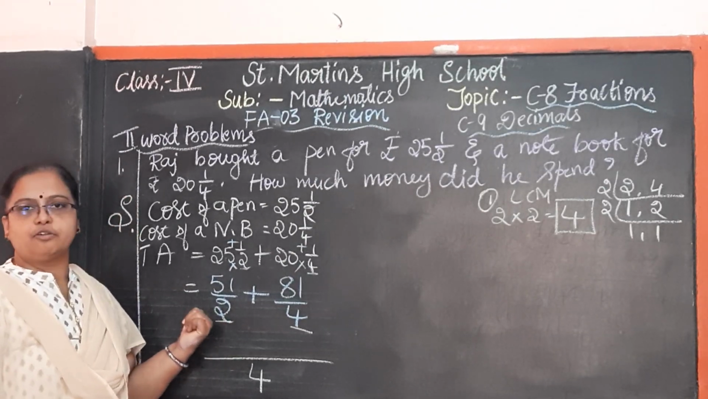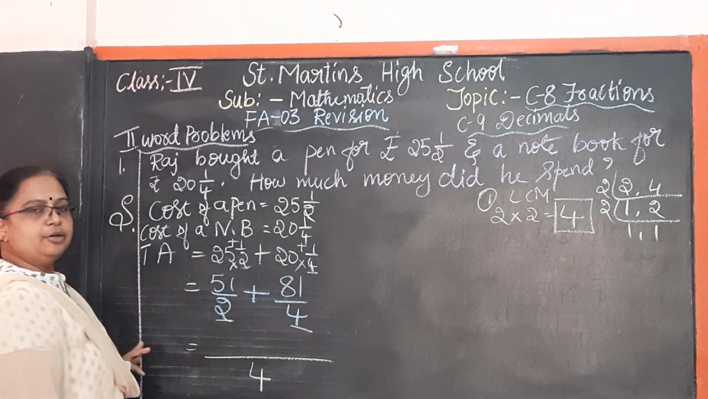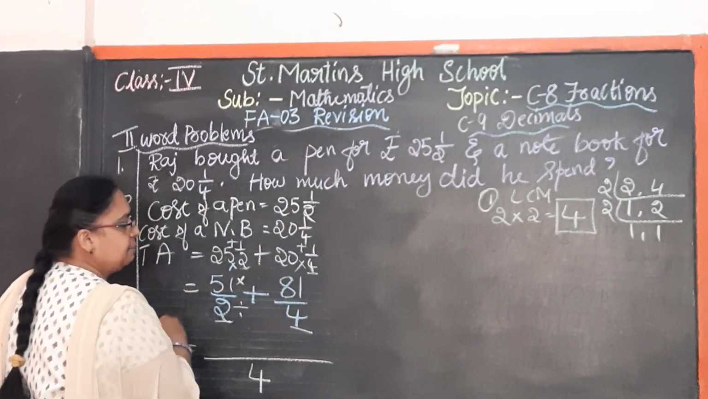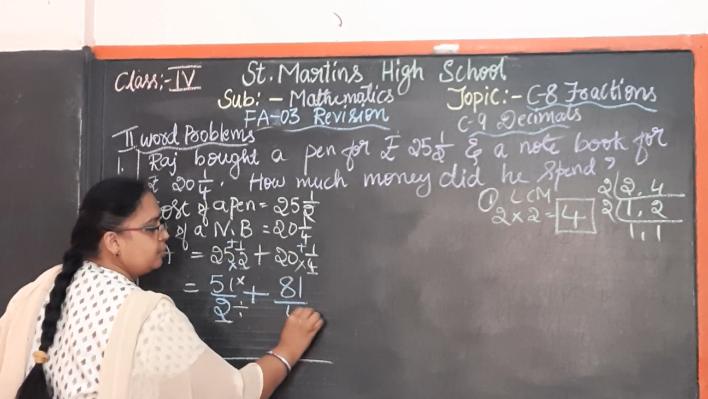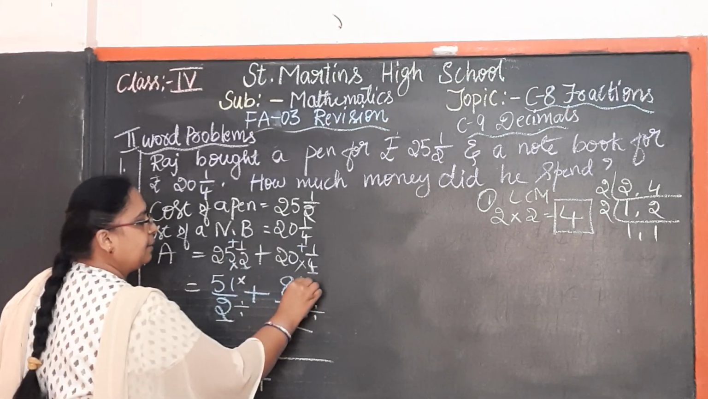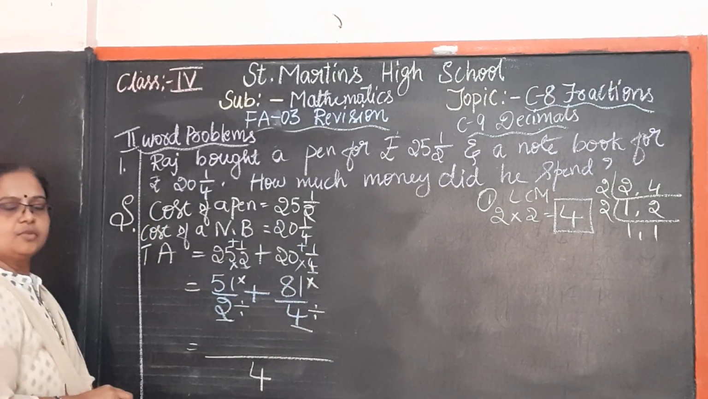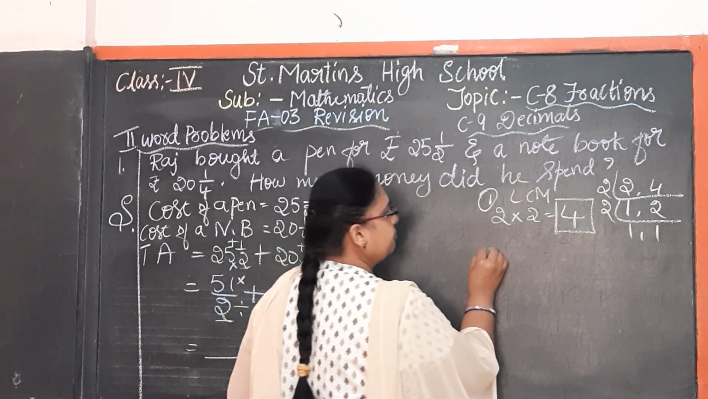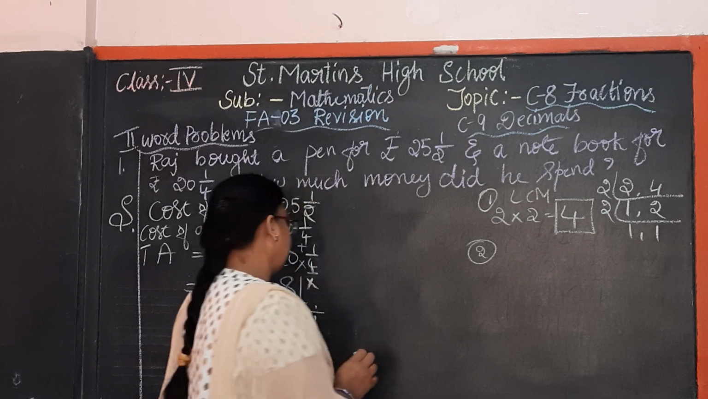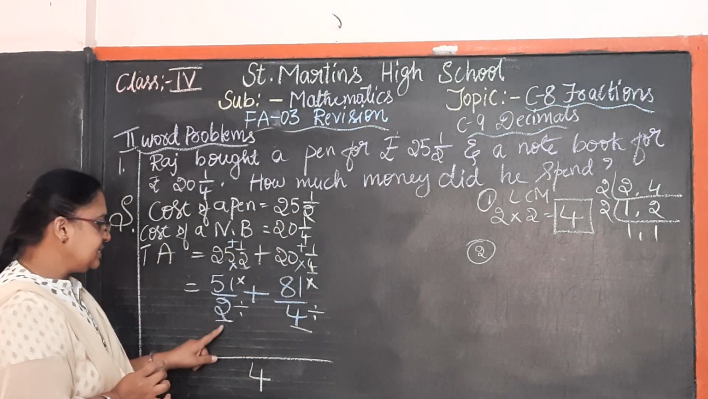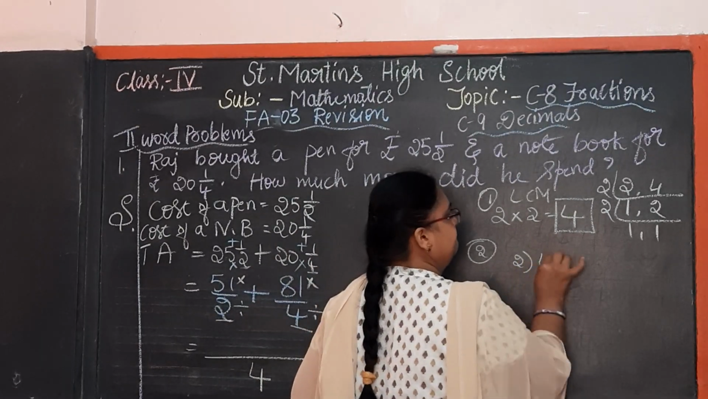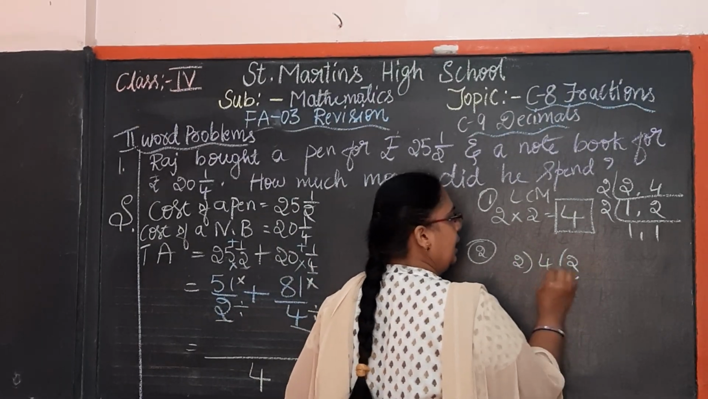Children, we have taught you addition of fractions, is it not? In the same way we have to do this. This 4 should be divided by 2 and multiplied by 51. And that LCM 4 should be divided by 4 and multiplied by 81. Okay, let us start the second step. First step we have taken the LCM. The second step is we have to divide that LCM by 2. Yes, 2 2s are 4.